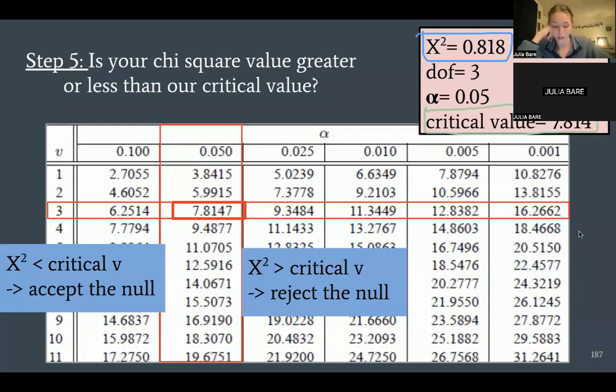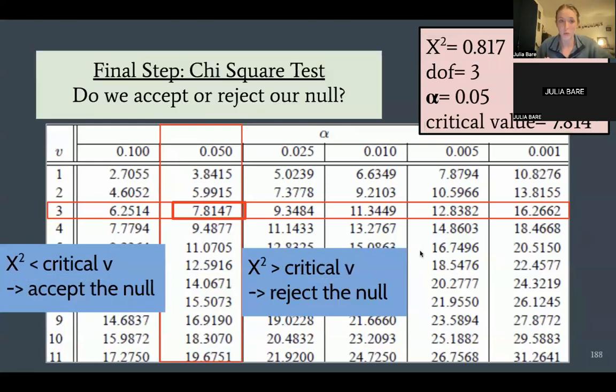Because if our chi-squared value is less than our critical value, we accept the null hypothesis. However, if our chi-squared value is greater than the critical value, we reject the null hypothesis. So what are we going to do? Do we accept or reject our null hypothesis? Well, our chi-squared value is significantly less than our critical value. So because our chi-squared value is less than our critical value, we are going to accept our null hypothesis.